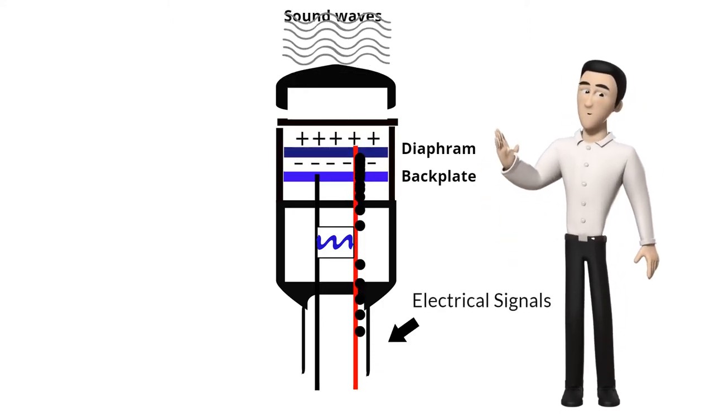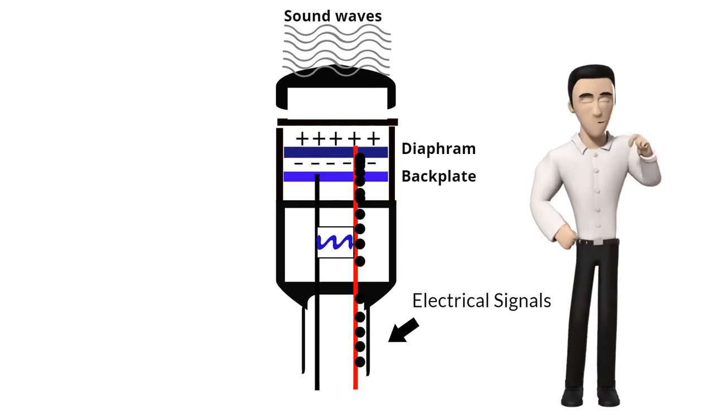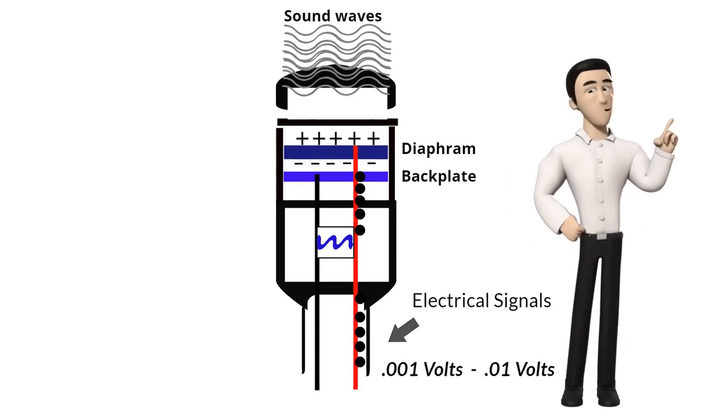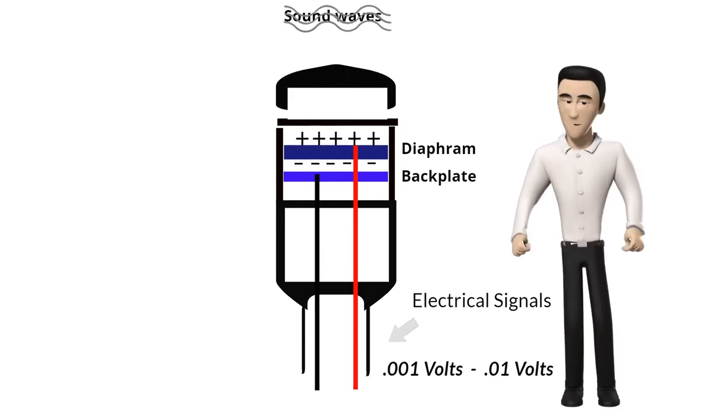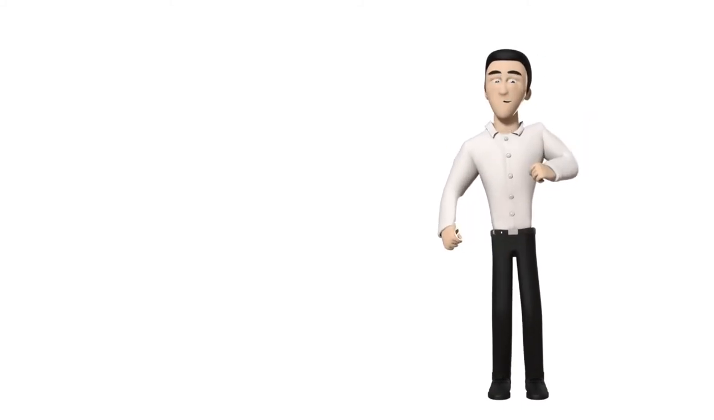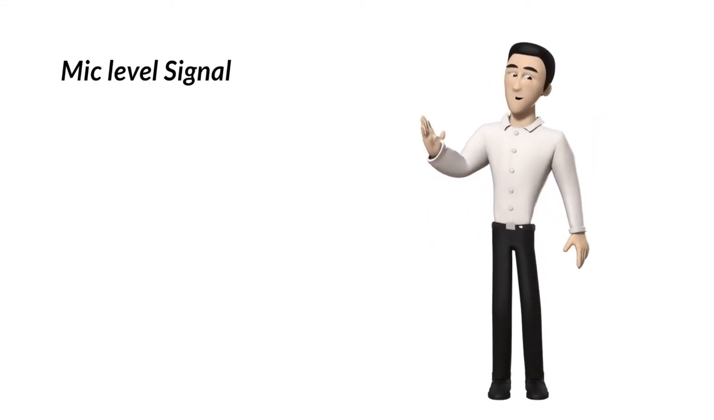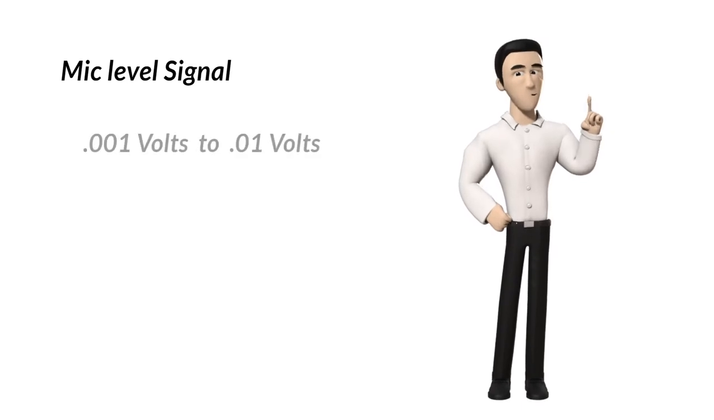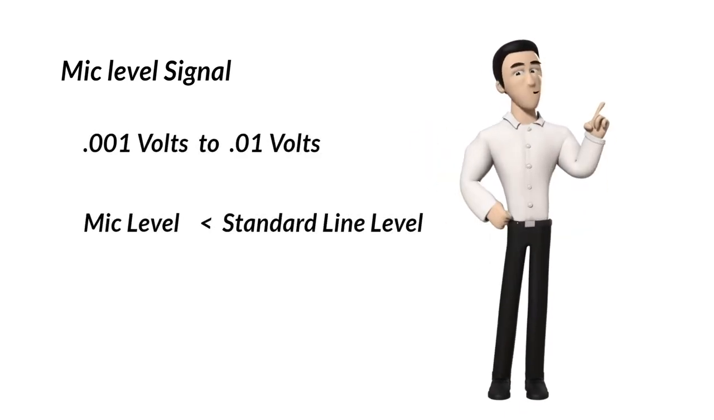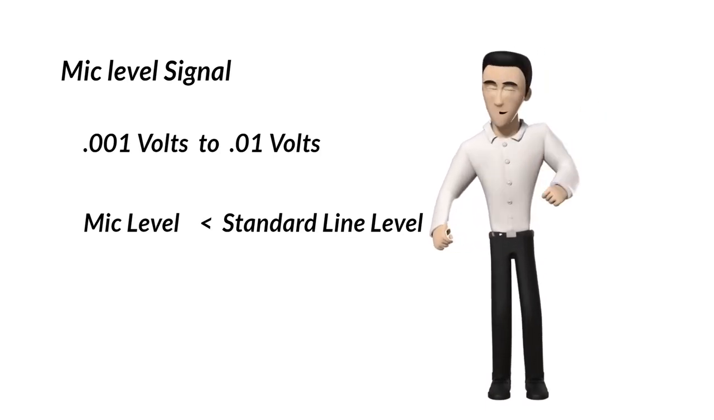The current generated by the microphone is very small in strength. Its voltage is in the range of 0.001 volts to 0.01 volts. Quite a weak signal. The electrical signal generated by the microphone is referred to as a mic level signal. The mic level signal is in the range of 0.001 to 0.01 volts, which is a weak signal in comparison to the standard audio signal level.